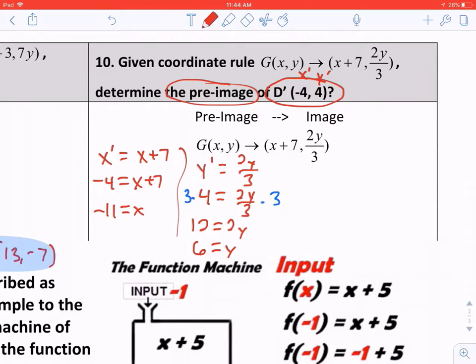So we're supposed to determine the preimage. Well, the preimage is going to be D. It has coordinates 11, 6. Just showing you the full gamut of what's happening here. That becomes D prime, which we were given up here, with the ordered pair negative 4, 4.